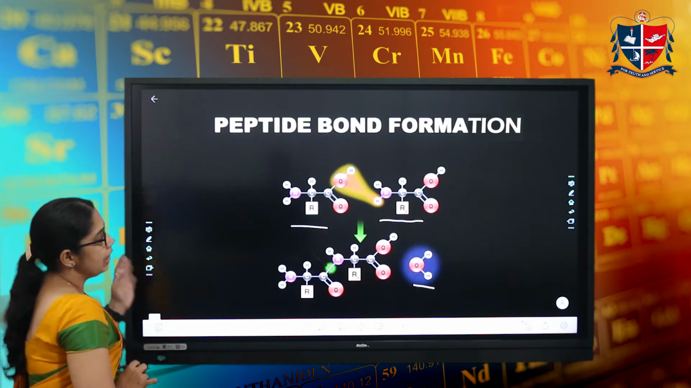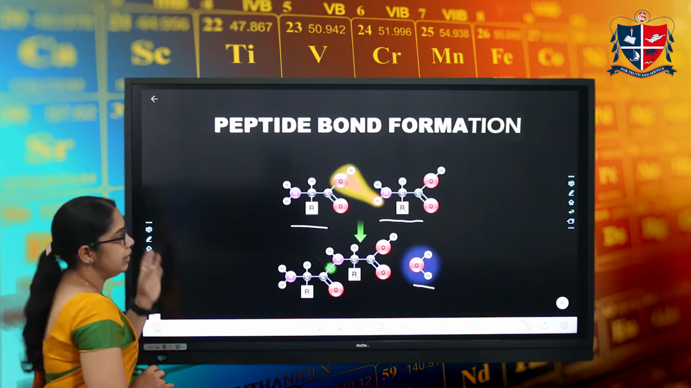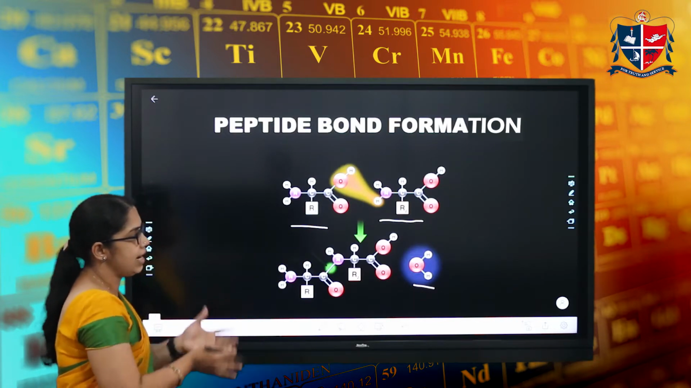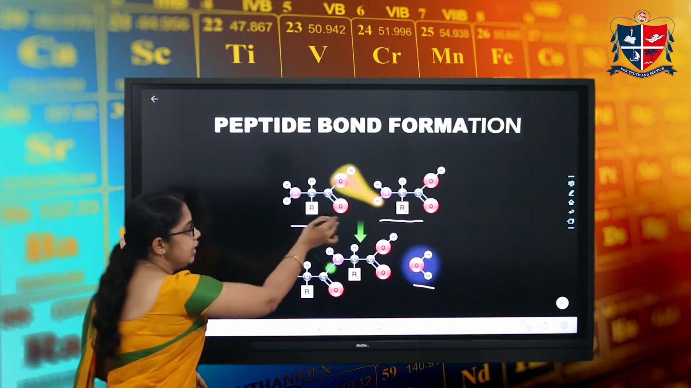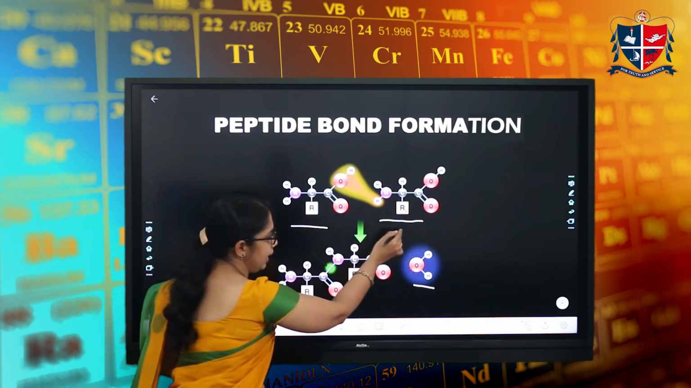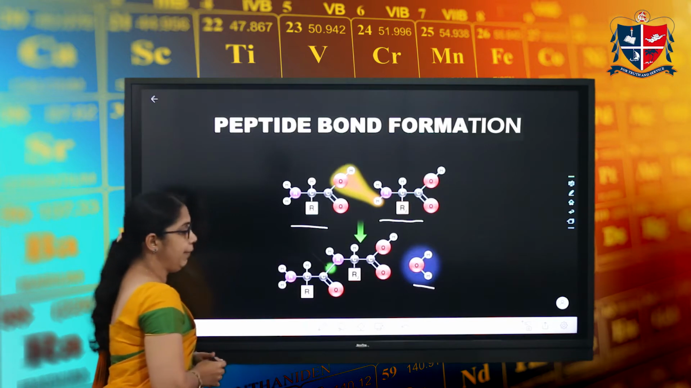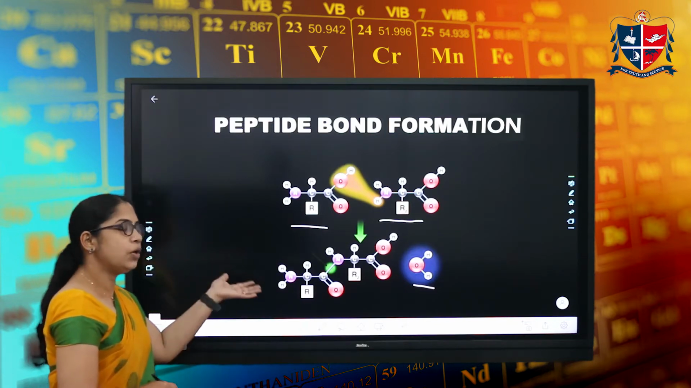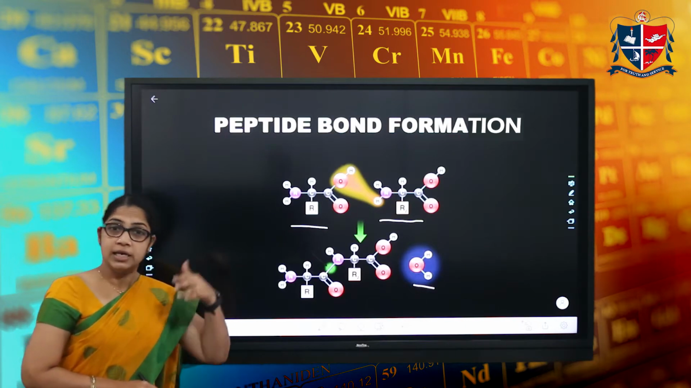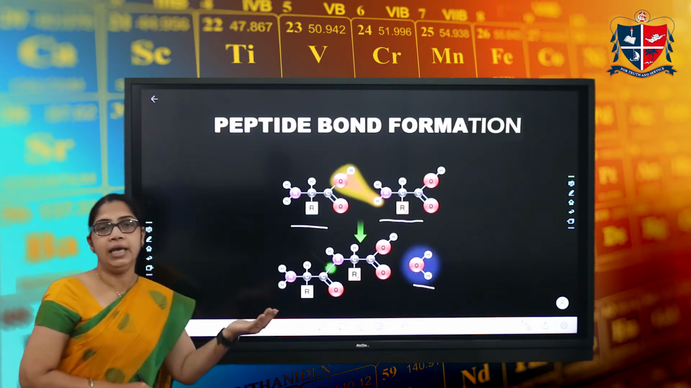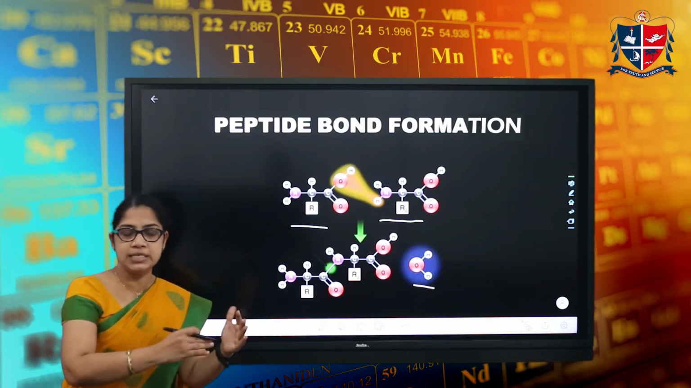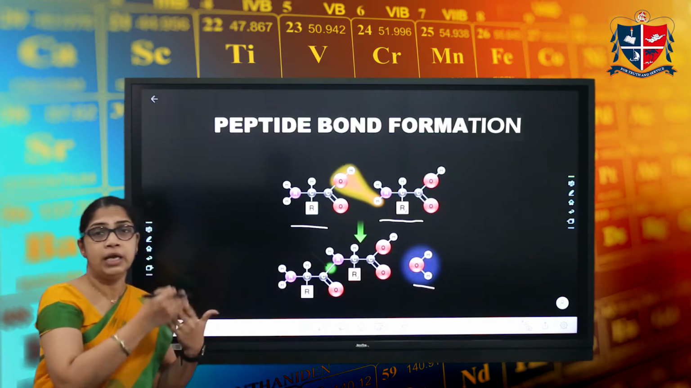In actual practice, this is not the only product we will get after the condensation of these two amino acids. Suppose this is A and suppose this is B. This product is called AB. But in actual practice, AB is not the only product formed. The other products like BA, AA, BB can also be formed.